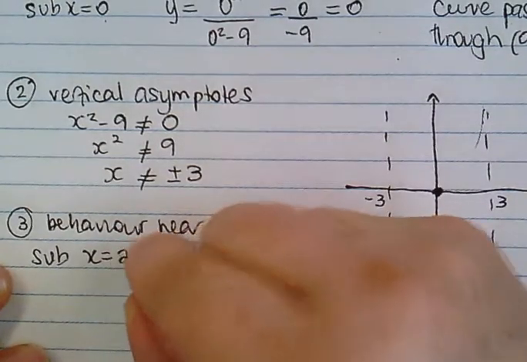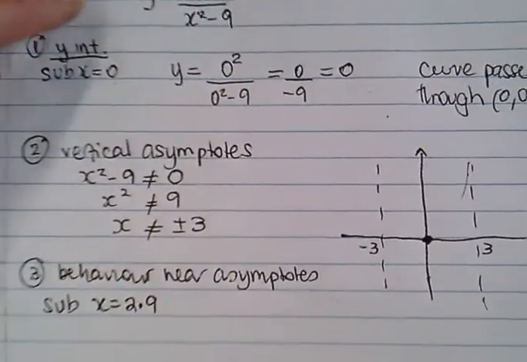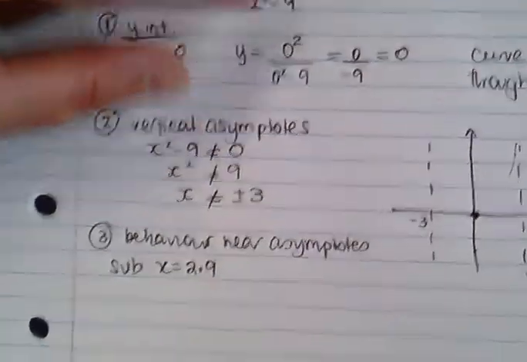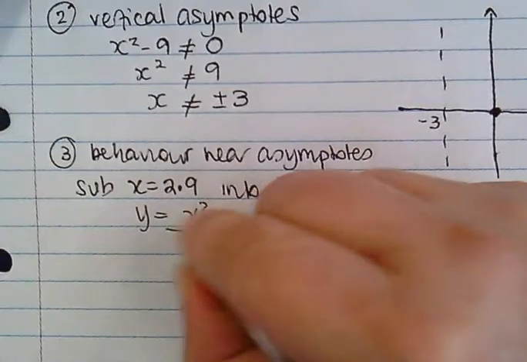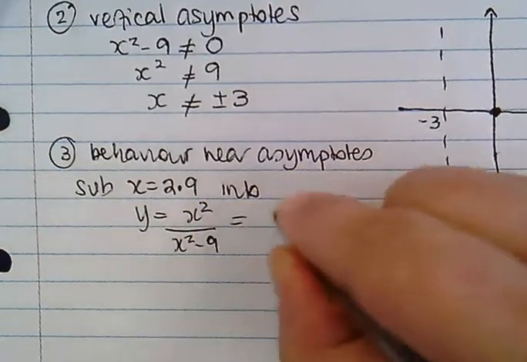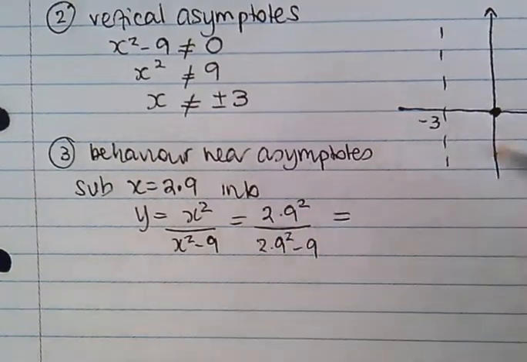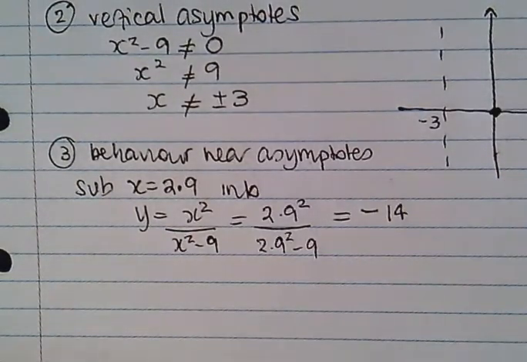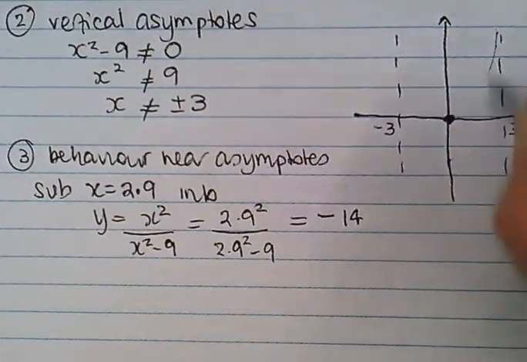We can just do 2.9. That should be good enough. Let's substitute x is 2.9 into the original function, y equals x squared over x squared minus 9. And what do you get? 2.9 squared over 2.9 squared minus 9. What do you get? Negative 14. It doesn't have to be exact. That'll do. So when x is 2.9, y is negative 14.